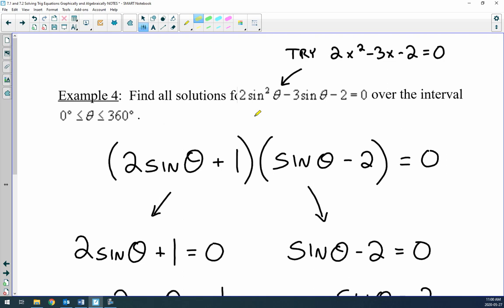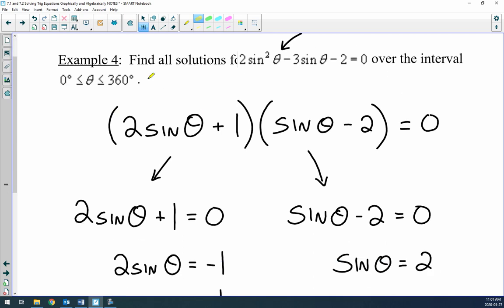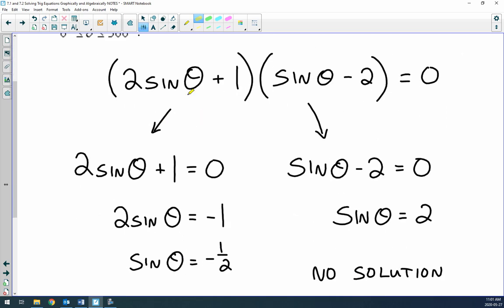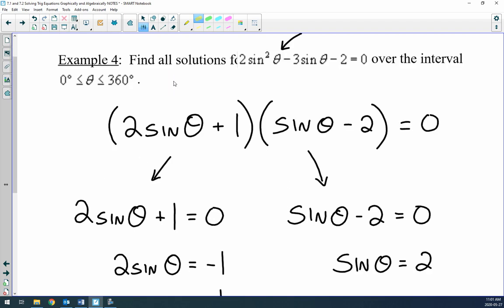Example number 4. Find the solutions of 2 sine squared theta minus 3 sine theta minus 2 equals 0. Some people still have trouble factoring these. If you need to, convert the sines to x's, and then you've got a trinomial up here. Factor it, and then put it back in its normal form. They want this between 0 and 360, so we're dealing with degrees again. This one factors down into 2 sine theta plus 1 and sine theta minus 2, and they both equal 0.